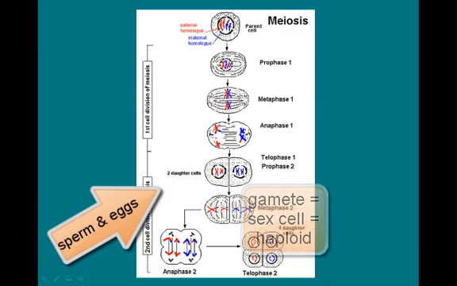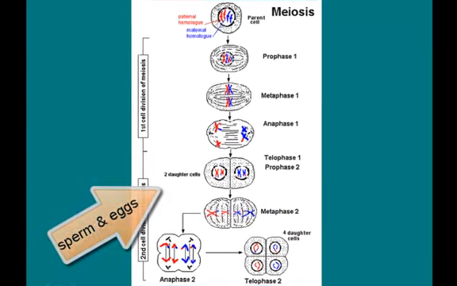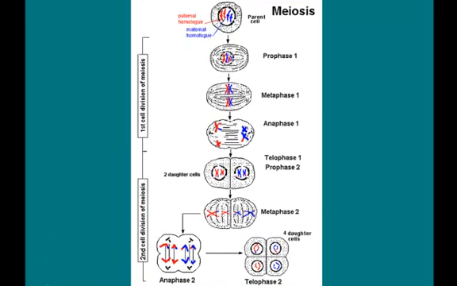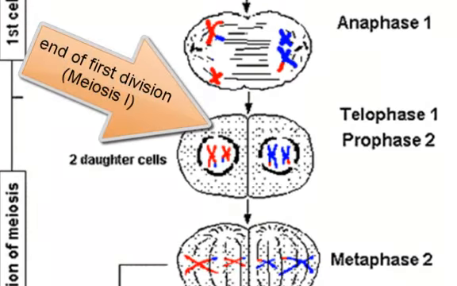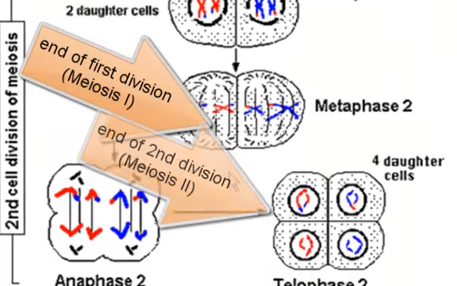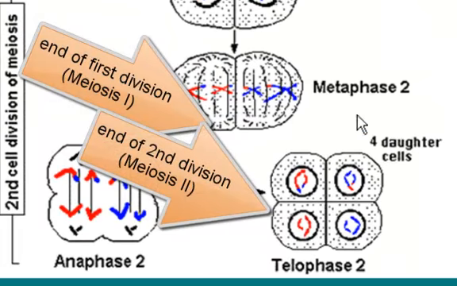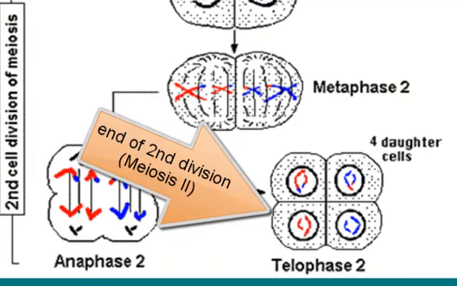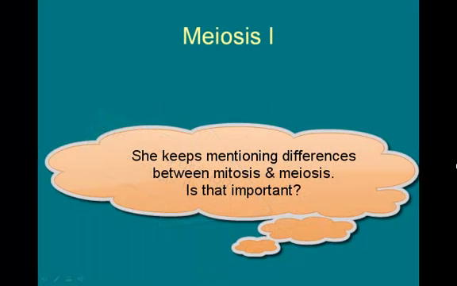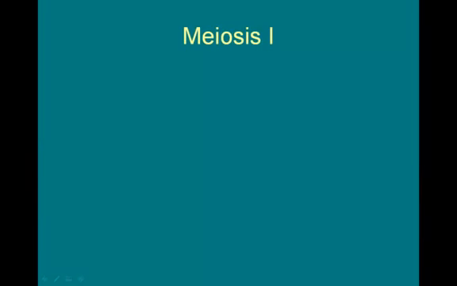So here's a diagram of meiosis, and you can see all of the different stages. There's a lot more than in mitosis, but what you can see is that the cell divides twice. The first time it divides here to make 2 daughter cells, and the second time each of those divide to make 4 daughter cells. So that's going to be one of the big differences between mitosis and meiosis. Now, because the cell divides twice, we call these stages meiosis 1 and meiosis 2.